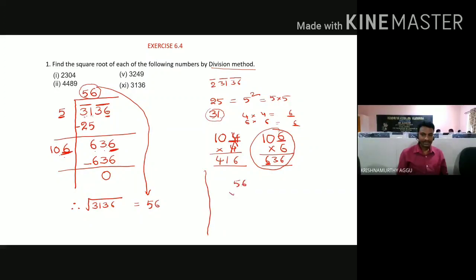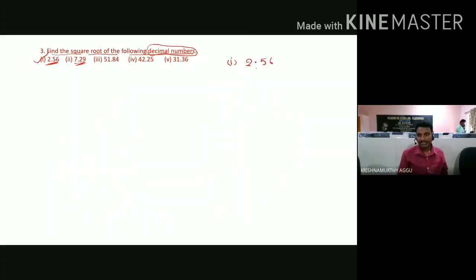Checking process: to check whether your answer is correct or not, this 56 is to be multiplied with itself to get the given number. 6 times 6 is 36. 30, again 30, 60, plus 3 is 63. 5 fives are 25 plus 6 is 31. Are you getting 3136? Yes, sir. So your answer is correct.